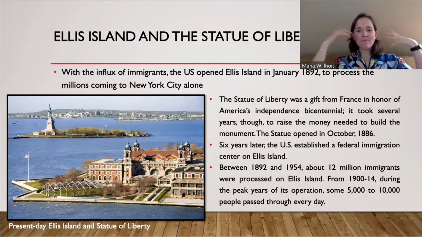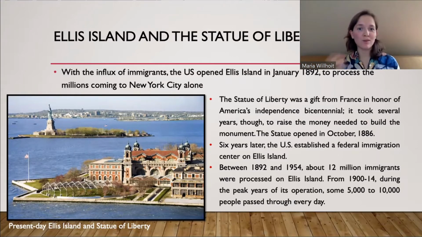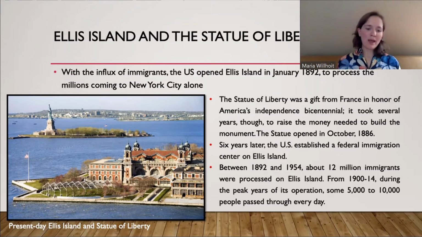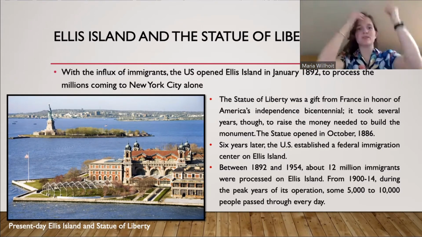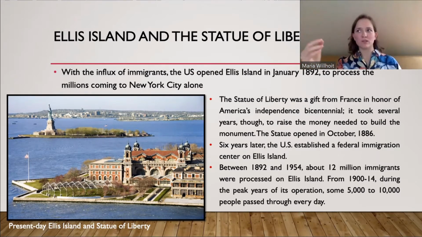So we started to have massive waves of immigration. It's becoming actually a big issue. The US has to do something about it, and we start to have more immigration laws and a different processing system. Something that's very symbolic of that is Ellis Island and the Statue of Liberty. Because of the large numbers of immigrants coming to the US, especially through New York City, it was the number one entrance to America for immigrants.